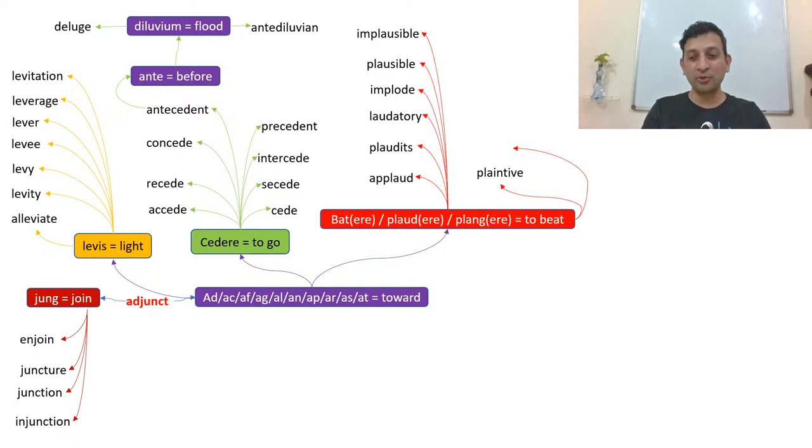Right. Then the next root we go to is plangere, which means to beat. Plaintive actually means something which is very sad, mournful, sorrowful. A very sad song is actually a plaintive song. Now, how does this mean to beat? It's like whoever is singing is actually beating his chest and singing.